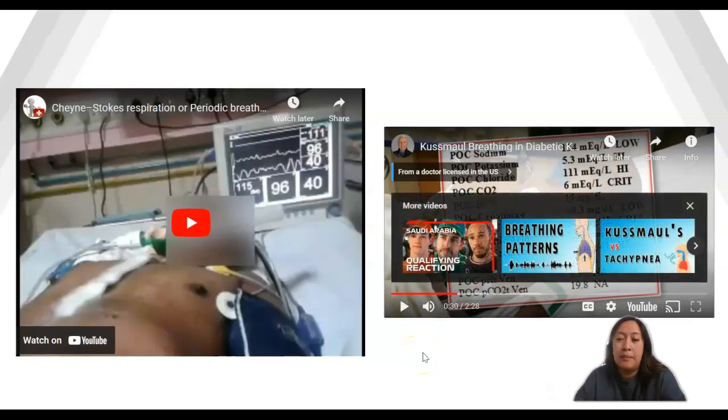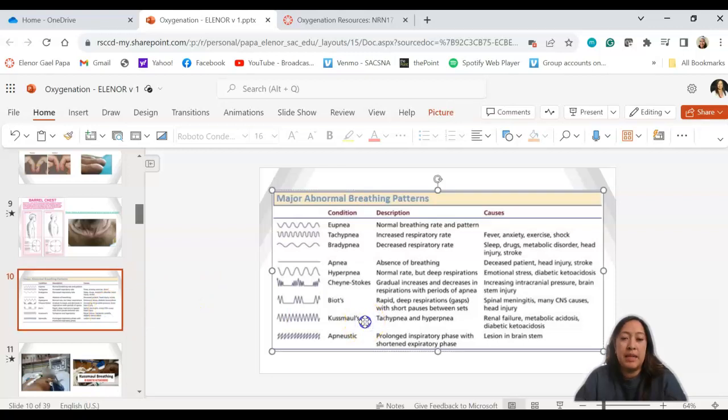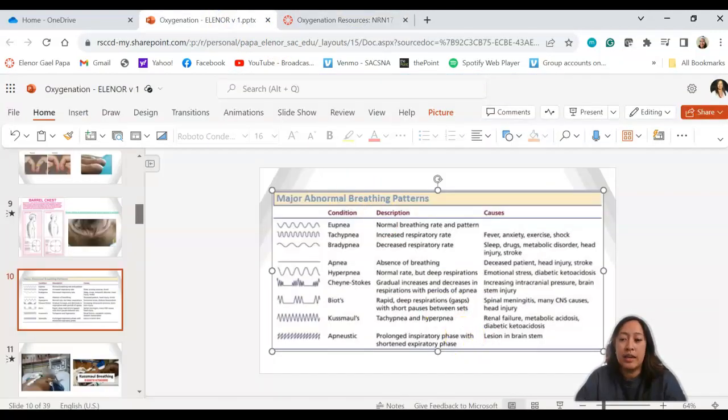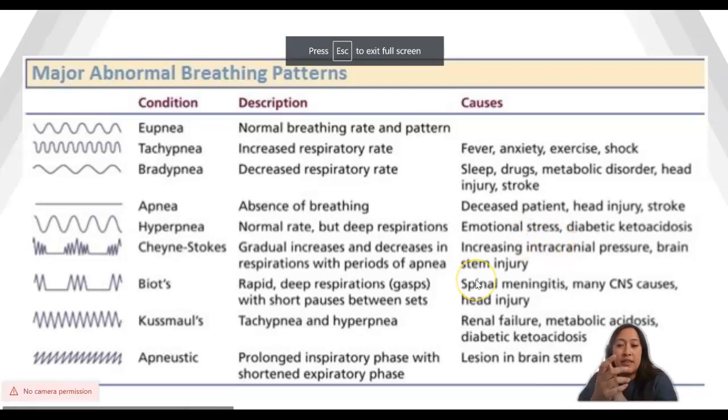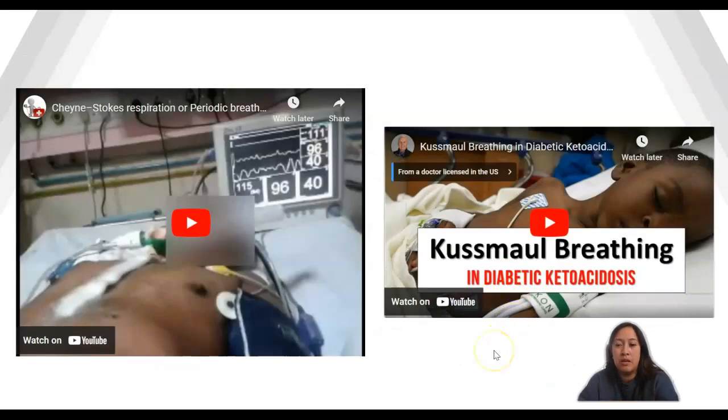Okay. I believe the other slide here talks about biots, and that is available in this breathing patterns video here. Okay. So make sure you check out the resources for these different breathing patterns. I'm not going to ask you specifically the exact causes of them, but it is important to be able to recognize different types of breathing patterns to know what's normal and what's abnormal. Okay. Let me get on.